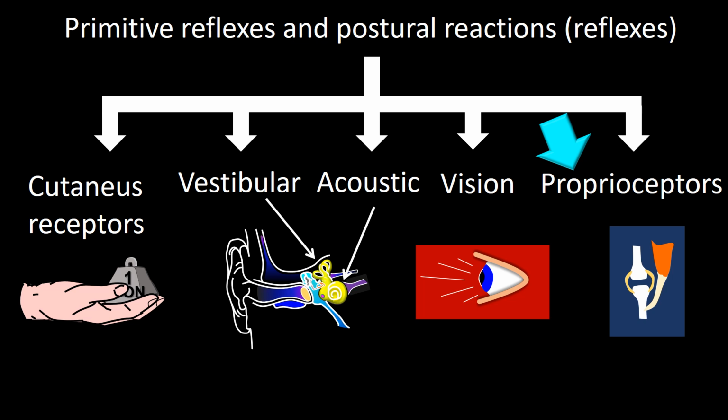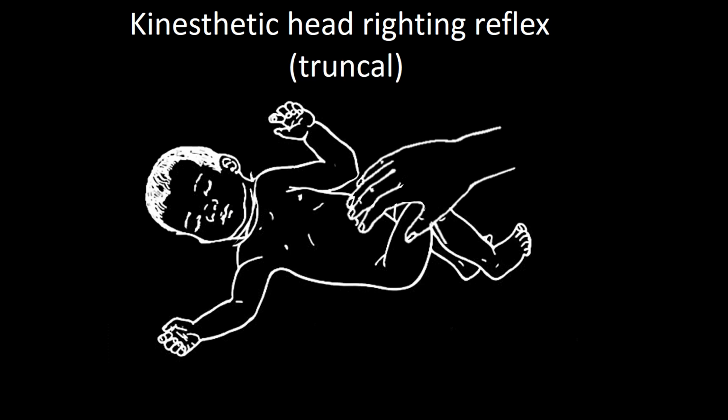I will now talk about a primitive reflex brought about by activation of proprioceptors. In this category, we have the kinetic head-righting reflex. This reflex is brought about by stimulating axial musculature proprioceptors. This reflex can be triggered by 2 maneuvers. One, by rolling the baby's trunk. This maneuver activates axial musculature proprioceptors and elicits head realignment with the trunk.